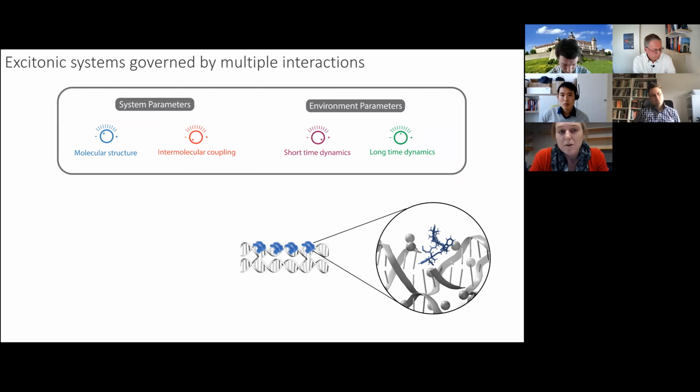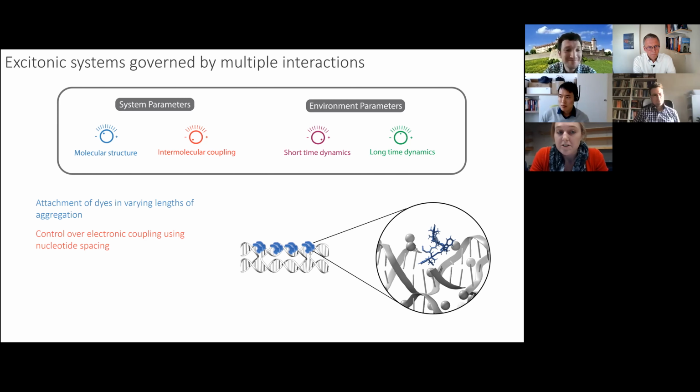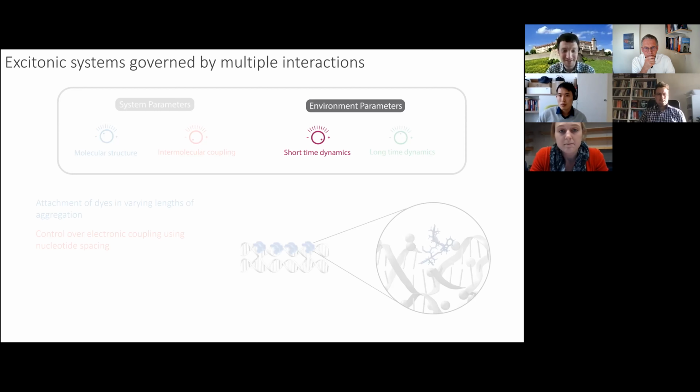To go back to our picture of molecular knobs that we can tune in our system, we've checked the box on molecular structure, as we can see by tuning our system to include variable extents of aggregation, as well as our control over intermolecular or electronic coupling, which allows us to essentially control the level of delocalization within our system. Now I'll turn to our investigation of environmental parameters, starting with short timescale dynamics.